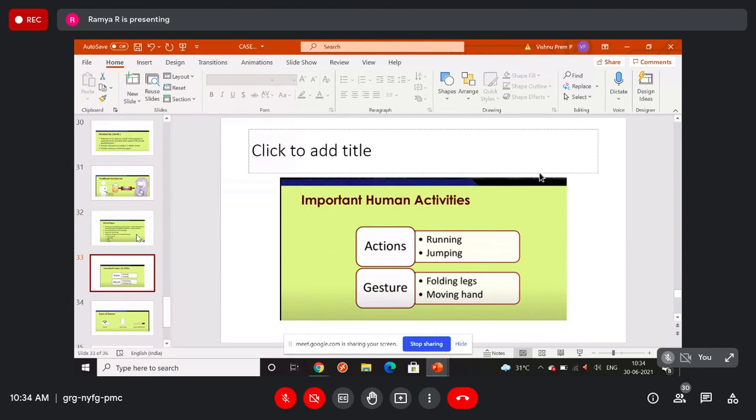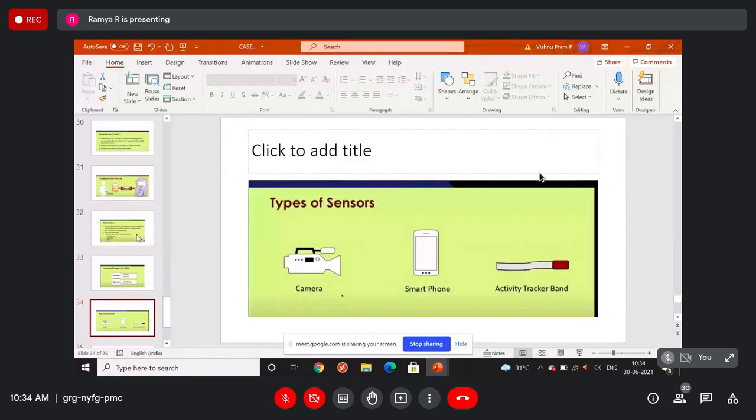Next, other important human activities. What are the activities? For example, actions like running, jumping, these things we can also monitor, and gestures like folding legs, moving hands, these can also be monitored. Okay, types of sensors: for example we have activity tracker bands, smartphones and cameras.